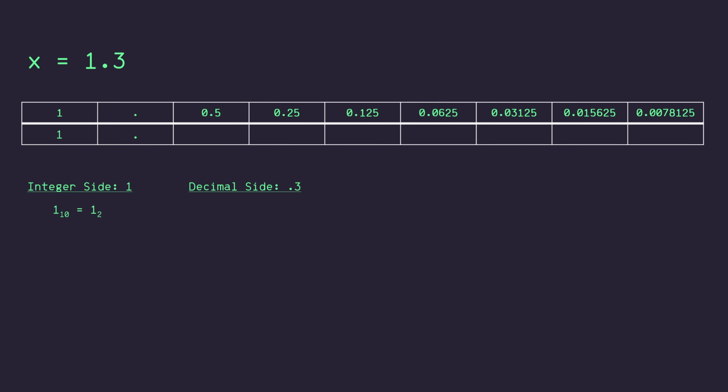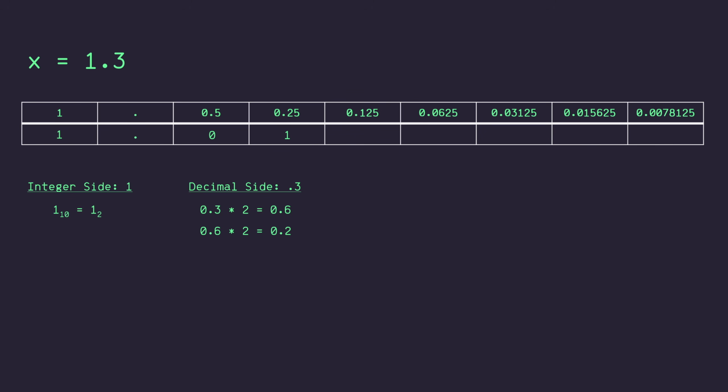And over here on our decimal side, we're going to use a little trick here. First, let's take our 0.3, and then we're going to multiply it by 2. And this will give us 0.6. And on the left side of that decimal place is 0, it's 0.6. So we're just going to add 0 to this first spot. And so now we want to pull our answer 0.6 down and multiply it by 2. And 0.6 times 2 gives us 1.2. And so now we have a 1 to the left of the decimal.